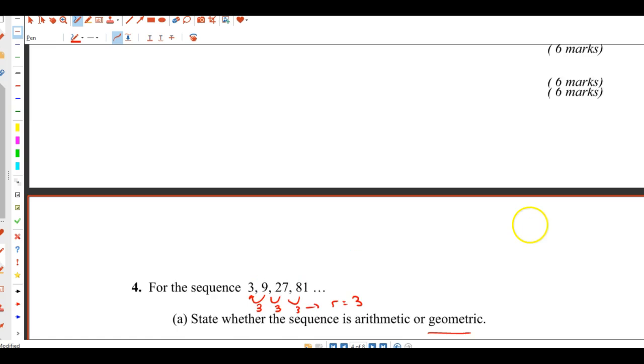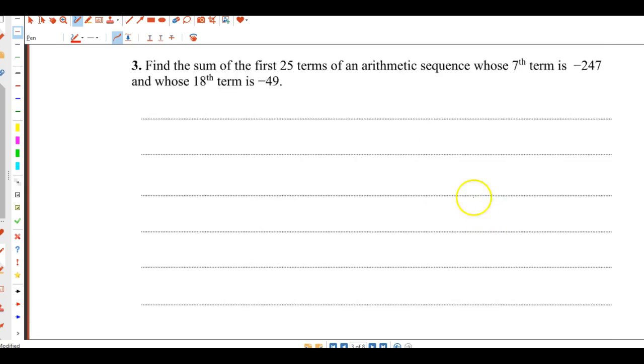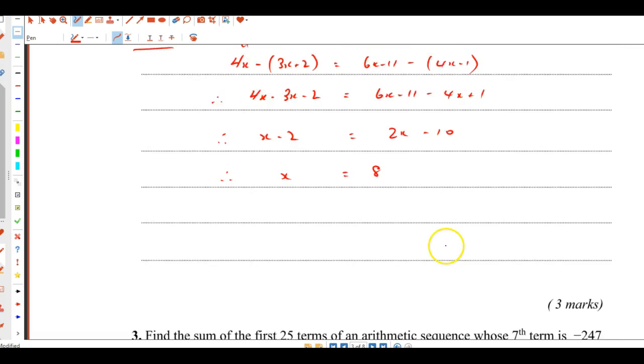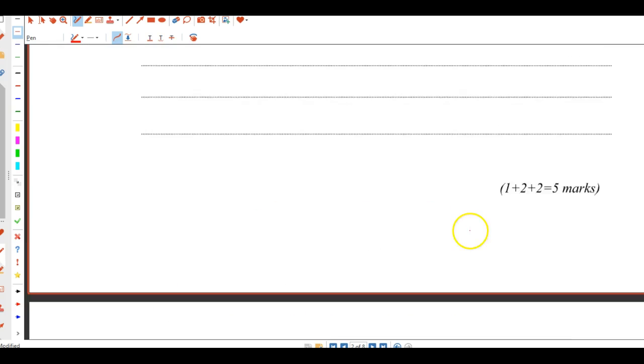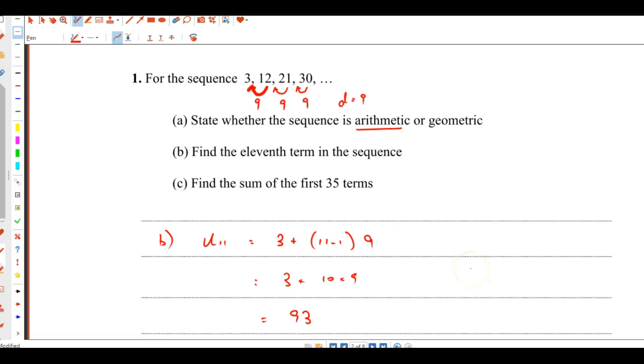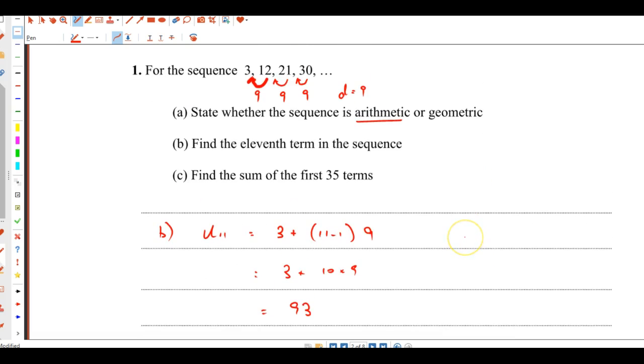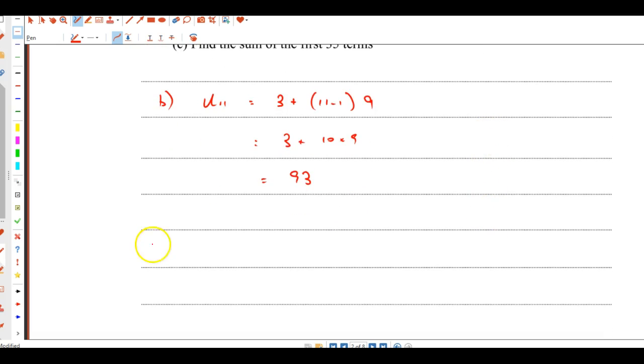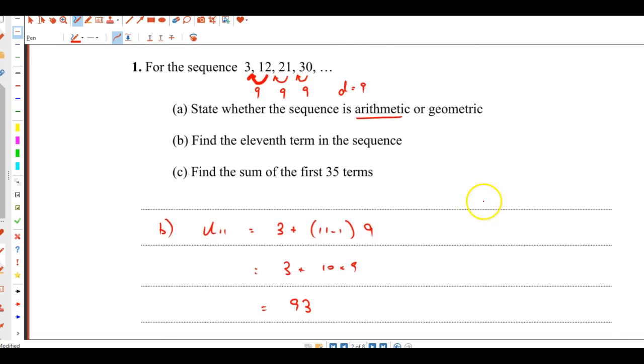Back up to the top of the exam, because I think we missed a couple out. There might be a sum question here at the top. Yeah, the sum of the first 35 terms. Let's go back to our arithmetic, where u1 was 3. So we're going to do part C now. Remember, u1 is equal to 3, and our difference was equal to 9.